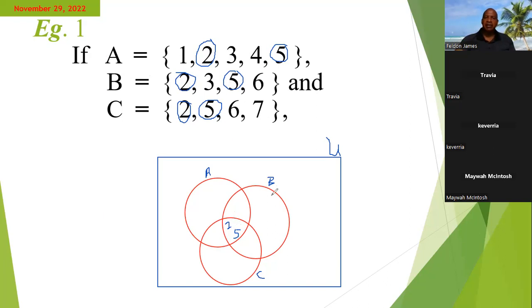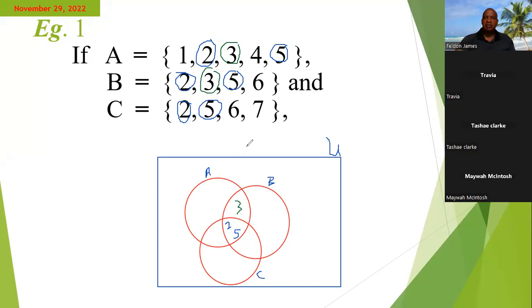That 3, sir. Which one? 3. Right. So we would now circle 3 for A and B. And so is there any other member in A and B which is common? No, sir. Right. So in this region we have A and B only. That's where we would now put the 3.